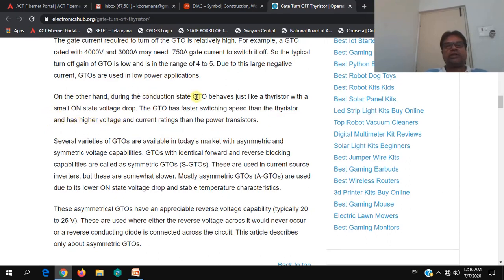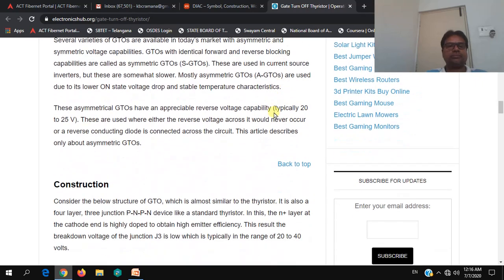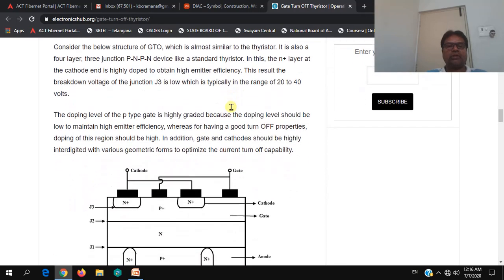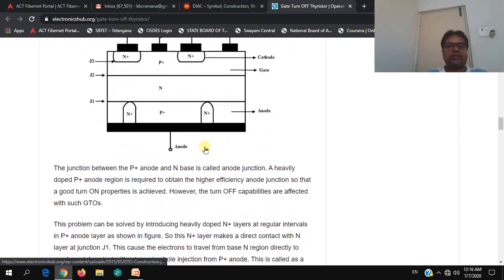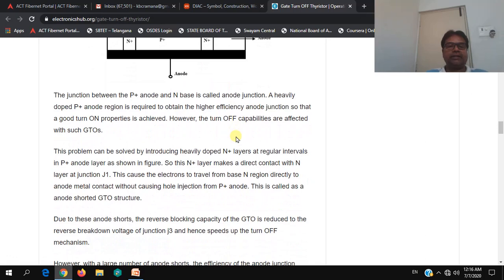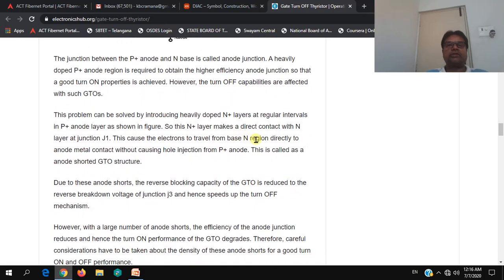During the conduction state, GTO behaves just like a thyristor with a small on-state voltage drop. The GTO has faster switching speed than the thyristor and has higher voltage and current ratings than the power transistors. The construction features are shown, just like these things are called interdigitated structures, as we have seen in our previous slides.